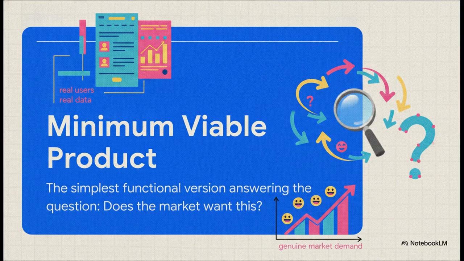Then there's the minimum viable product, the MVP. This is the absolute simplest functional version of your product, and it answers the massive question, does the market want this? Clarifying this is so important. MVPs test genuine market demand by putting a functional, stripped-down product right into the hands of real external users. Real data, real usage, real feedback.